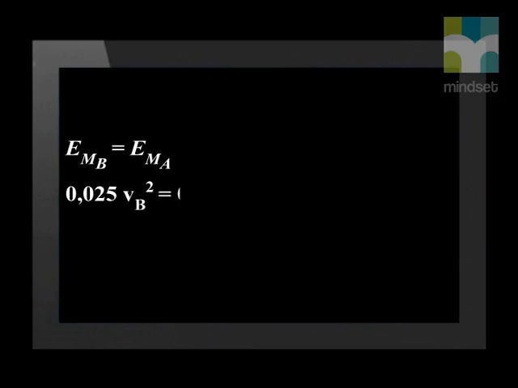So we get 0,025 multiplied by velocity at B squared is equal to 0,0196. The last step is to solve for the velocity at B. Our answer is 0,885, which rounded off to 0,89 meter per second.